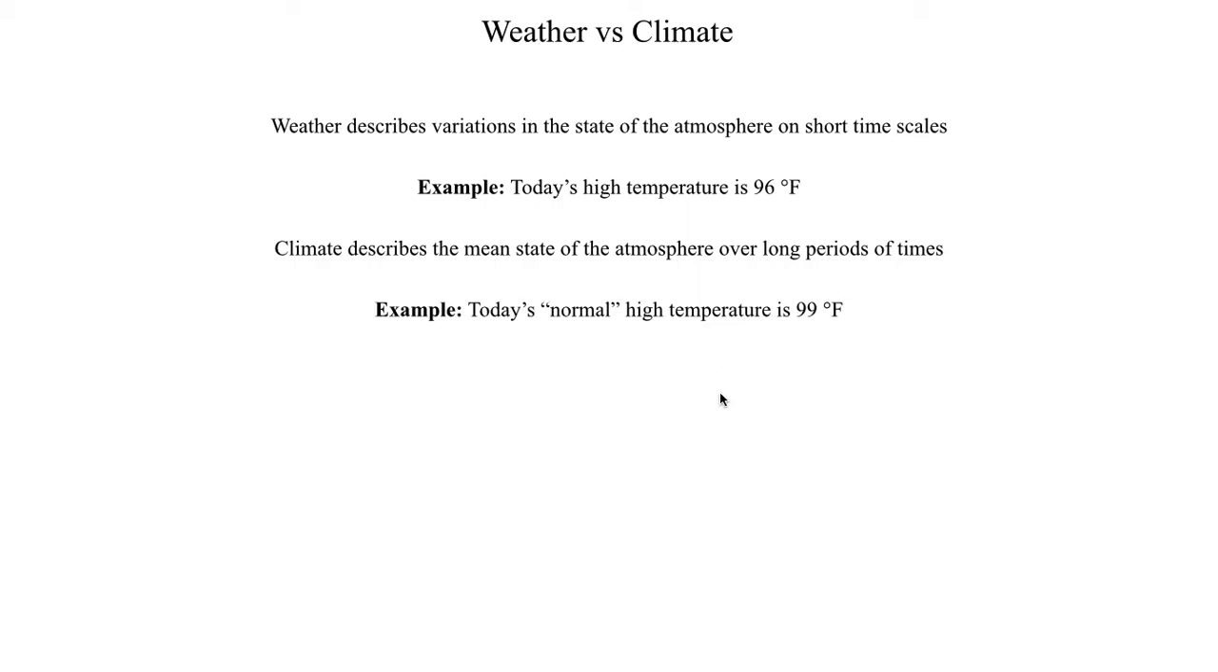So if you say that the normal high temperature for today is 99 degrees, then that means if you go back all those decades, take the sum of all those high temperature measurements divided by the total, you would get a value of 99 degrees. This is often also referred to as the climatology. So if you hear the term climatology, all you're doing is talking about an average. You're looking at an average that was taken across several decades' worth of data.